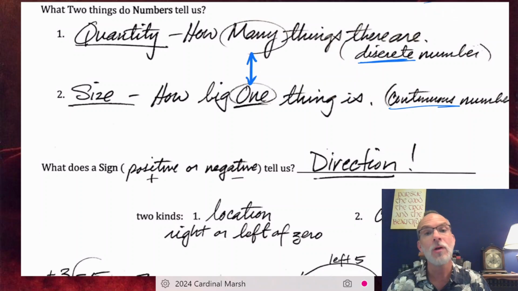But this next one, what does a sign mean? Positive or negative? I've never seen this talked about in any class before. I wish it was. It took me having to go to like high school, college physics to sort this out. Sign means direction.